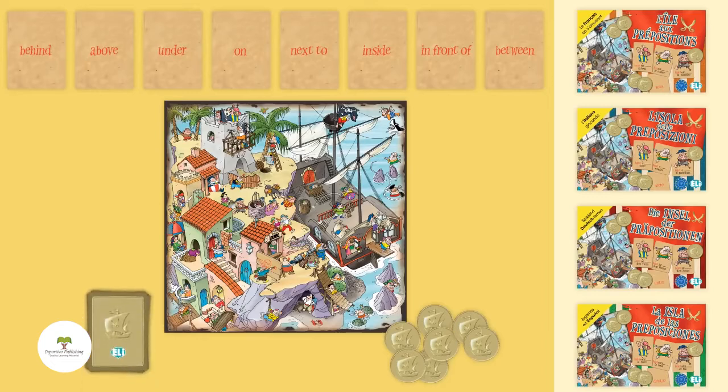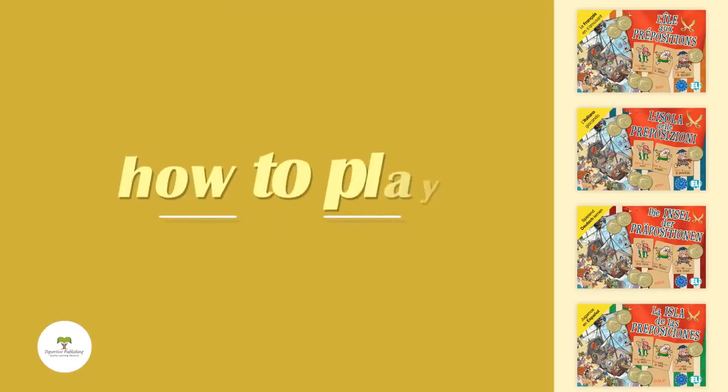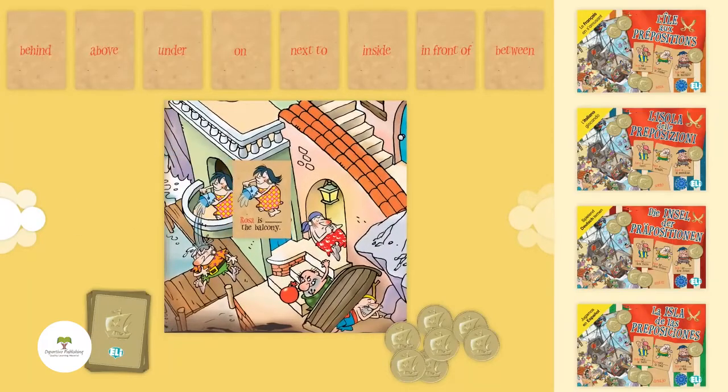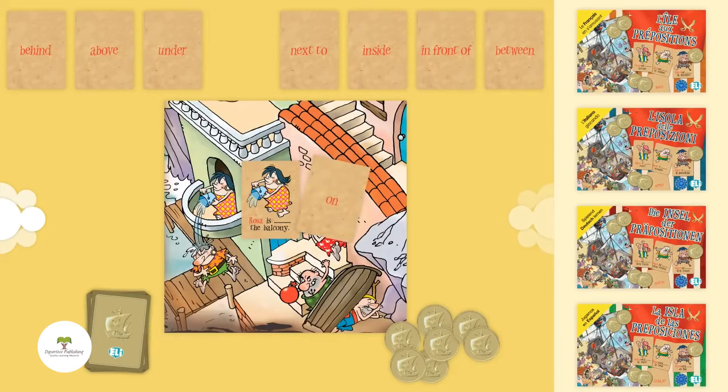Shuffle the character cards and place them face down on the table. Preposition Island can be played individually or in a team. Players take turns picking a character card. Once a card is picked, the player must look for the corresponding character on the board and then complete the related sentence using the right preposition. For each correct sentence, a golden doubloon is collected from the treasure.